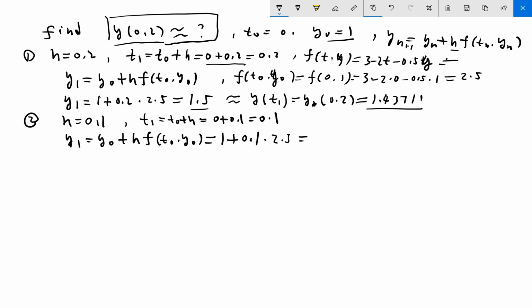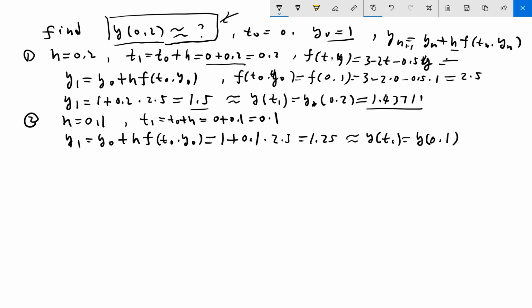Okay. So that gives us 1.25. You got a number, but we need to know what this number means. As we said, this number is y1. y1 gives you an approximation of y evaluated at t1. This time t1 is different than before, right? What is t1 here? It's 0.1. What do we want to find? We want to find this one. Okay, so we cannot stop. We need to keep going.